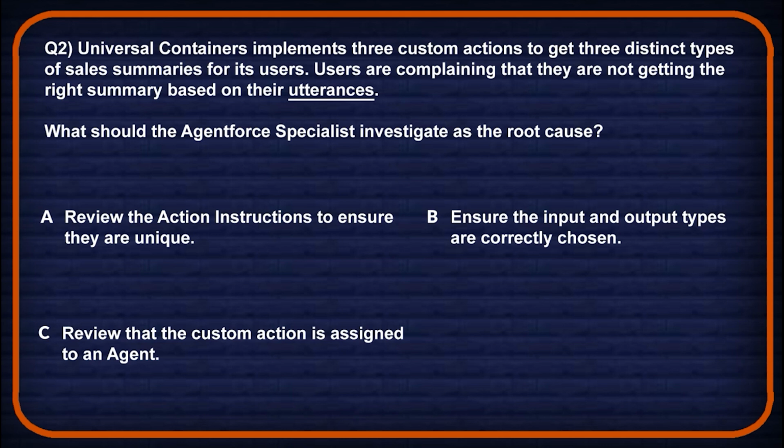Option C. Review that the custom action is assigned to an agent. Assigning the action to an agent is necessary for availability, but misassignment does not explain why the wrong summary is chosen. Hence option A is the correct choice. Options B and C are not the correct answer.